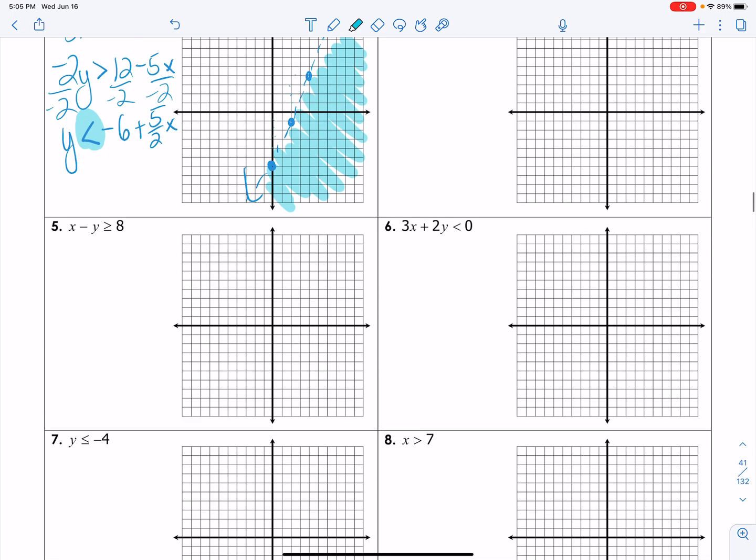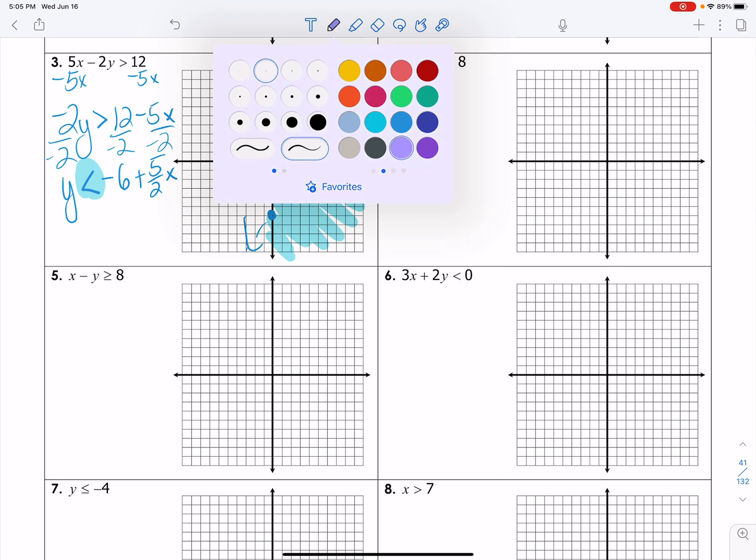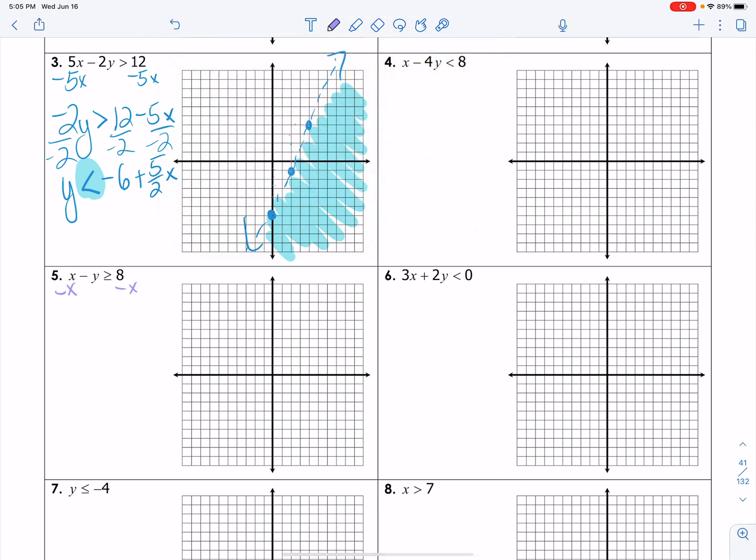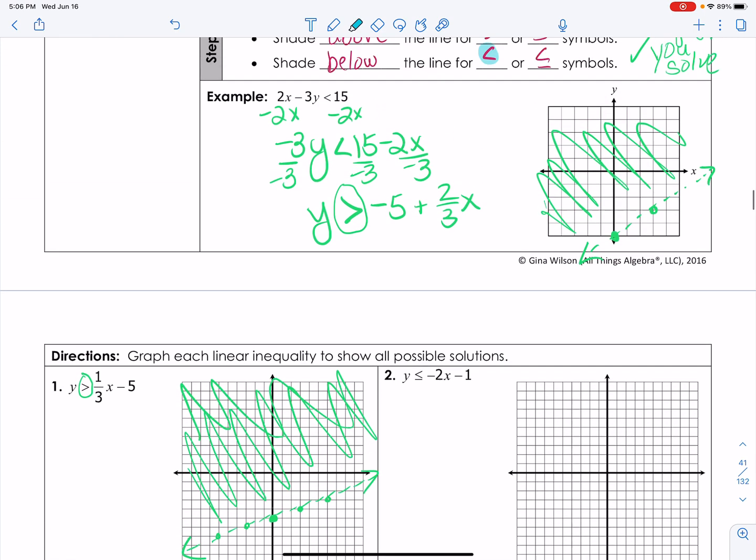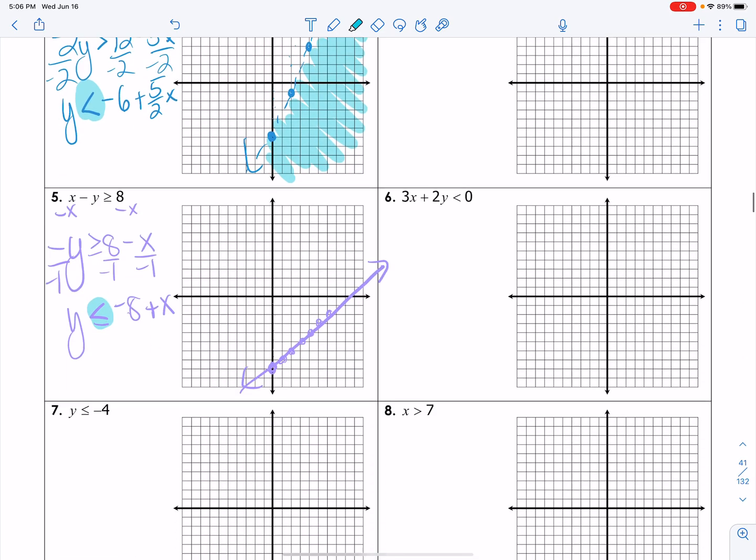Okay? All right, so let's take a look at number 5. On number 5, I have to solve for y, so I'm going to minus x. I get a negative y is greater than or equal to 8 minus x. You can't have a negative y, so I'm going to divide by a negative 1, and y is less than or equal to, because you divided by a negative, 8 plus x. So I'm going to go down 1, 2, 3, 4, 5, 6, 7, 8, and I'm counting up 1 over 1, up 1 over 1, and I'm making a solid line because it has an equal to sign. And if I use my cheat sheet, this is less than, so I'm going to shade below the line.